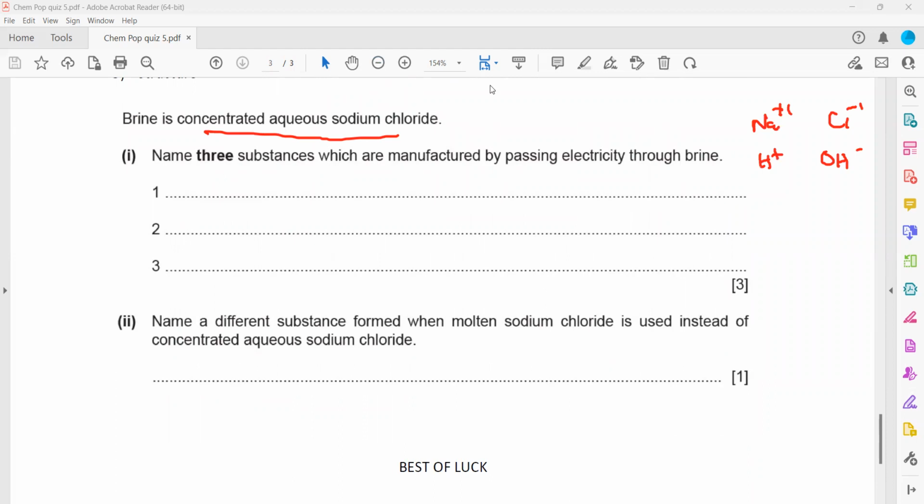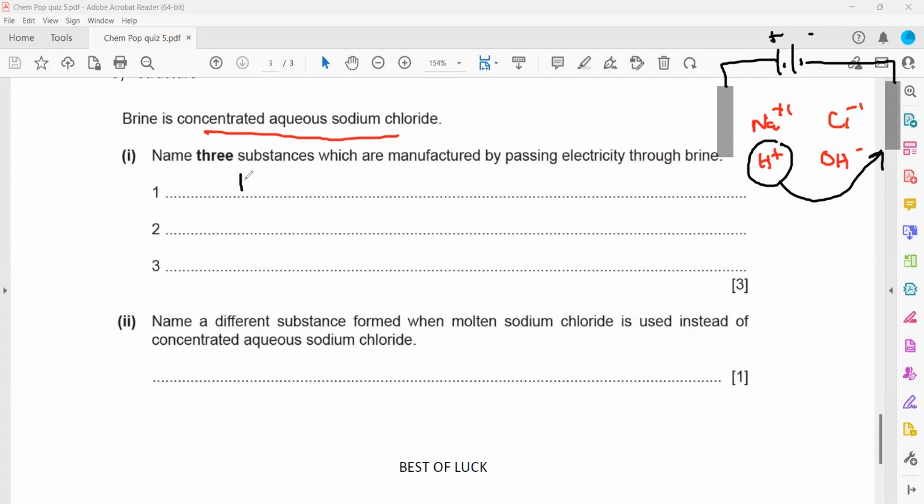Now, when we do electrolysis, we have anode and cathode. For the positive ion, always the less reactive will move. So in this case, the hydrogen is less reactive. So hydrogen will move towards the cathode. So when hydrogen moves towards the cathode, one of the products will be hydrogen.